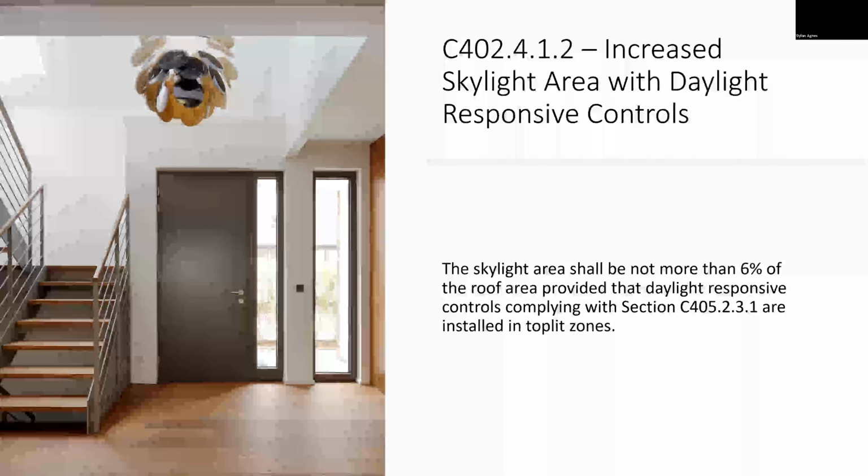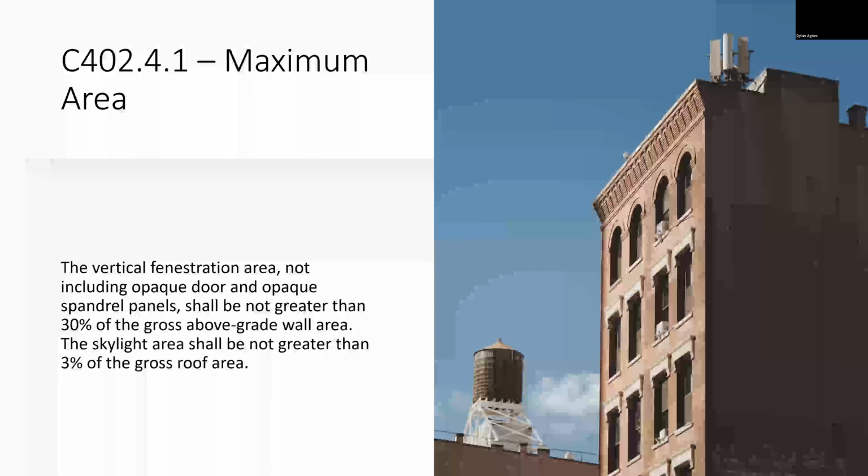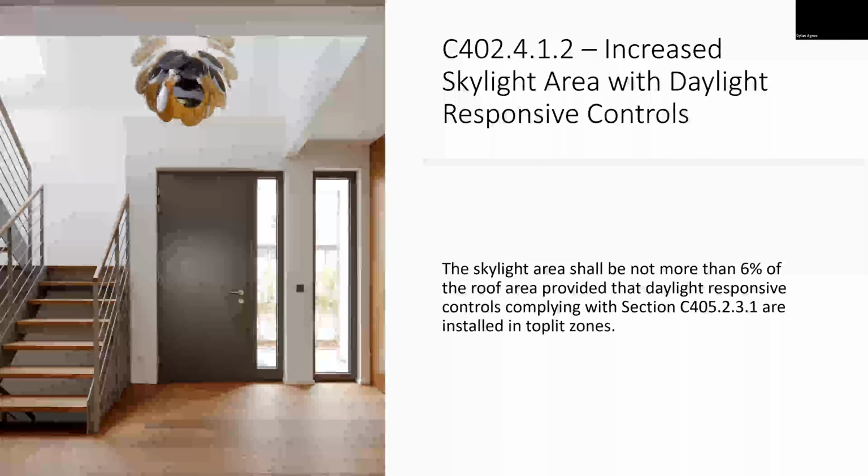So, increased skylight area with daylight responsive controls. The skylight area shall not be more than 6% of the roof area, provided that daylight responsive controls in the appropriate section are installed in top lit zones. So basically, if you're fully complying with the top lit zone and the daylight control function features associated with that, you get to increase your skylight area. Before it was 3%, do this, it's 6%.